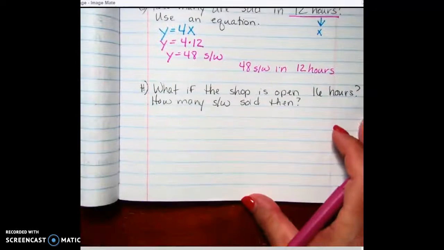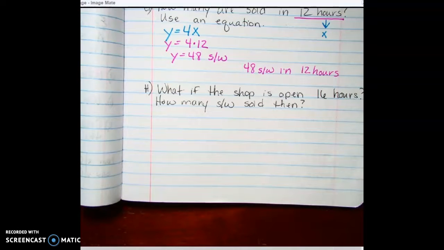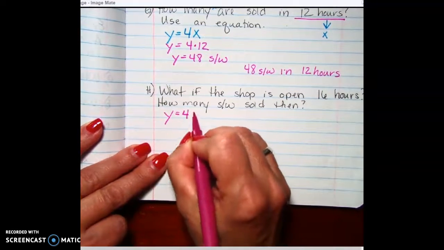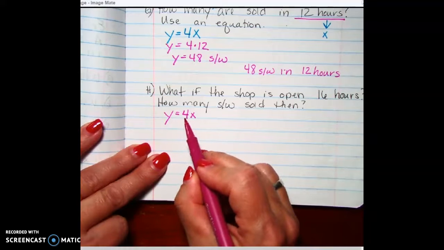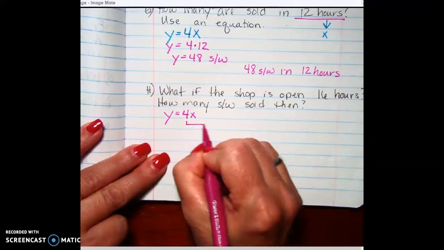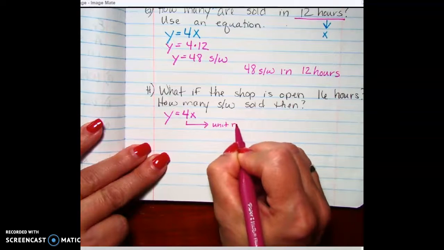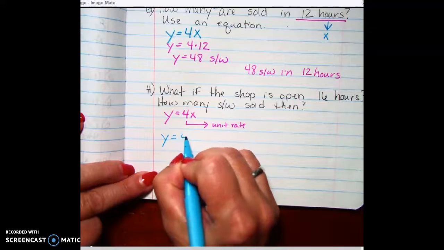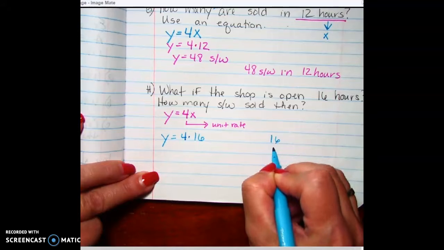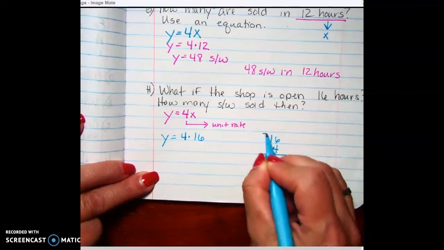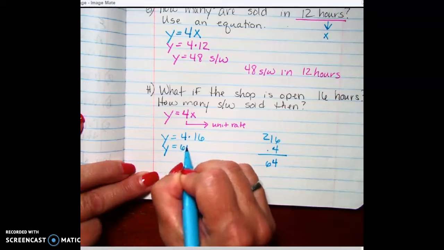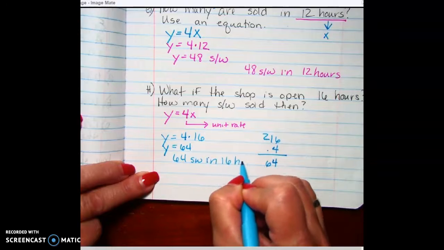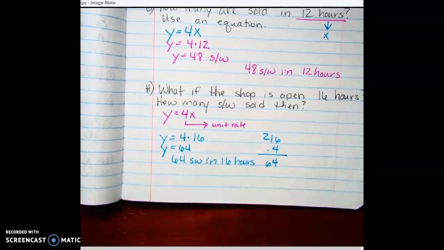Okay, what if the sandwich shop is open 16 hours? How many sandwiches would be sold then? This is where you use your formula. Again, it makes it easy. So y is 4 times x. That's our unit rate. Remember, that's our unit rate. That's why it's there. Now I can plug in. Y equals 4 times 16. Got to do the hard work. Y equals 64. So 64 sandwiches in 16 hours. And there you have it.